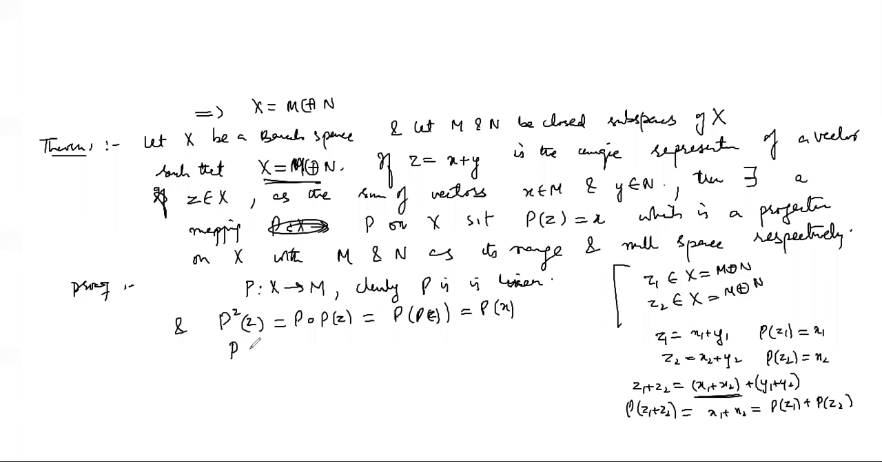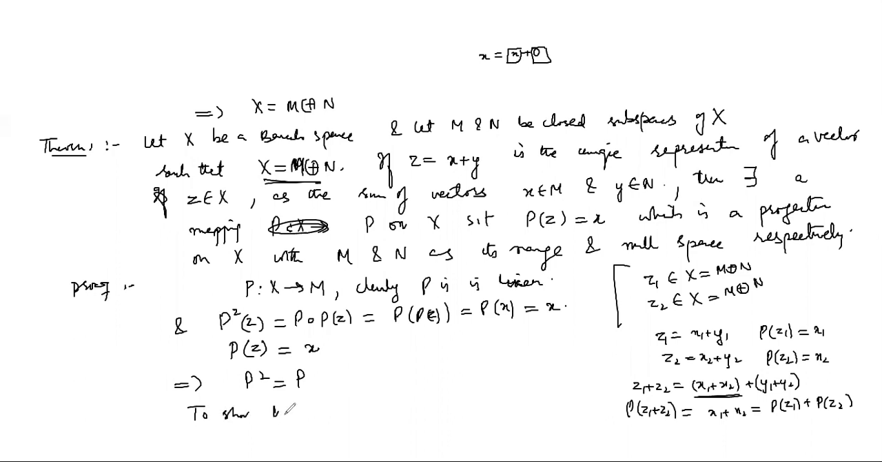Now what is P of Z? P of Z is equal to X, of course, and P of X is also equal to X, because X can be thought of as X plus 0, इसका X का component जो है वो X है, Y सिर्फ 0 contribute करता है, so which implies that P square is equal to P. It's idempotent. Now we have to show that it's continuous, linear, idempotent, continuous.